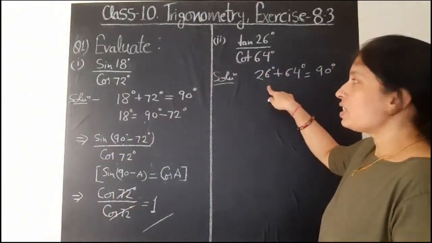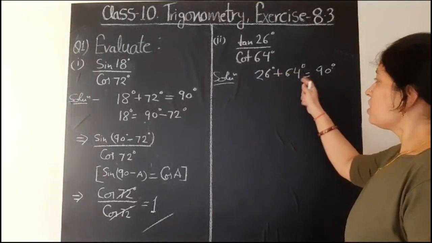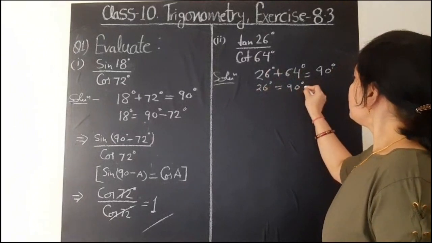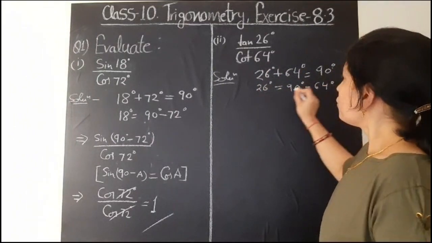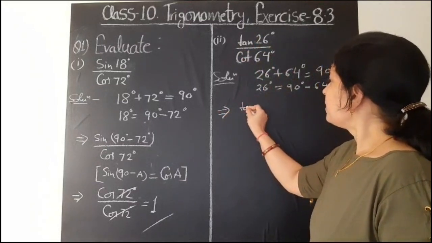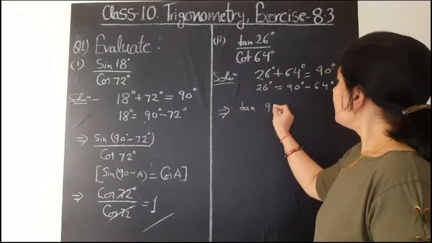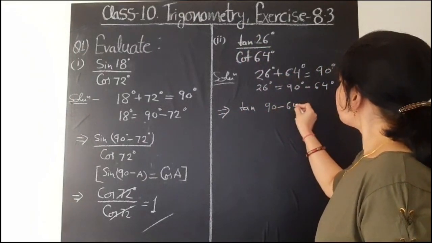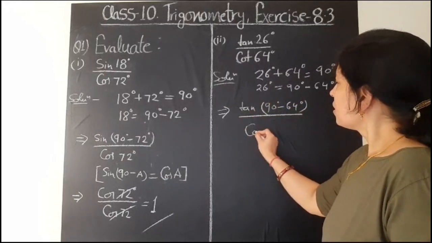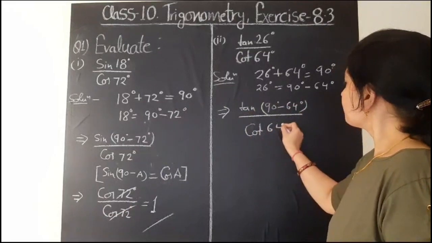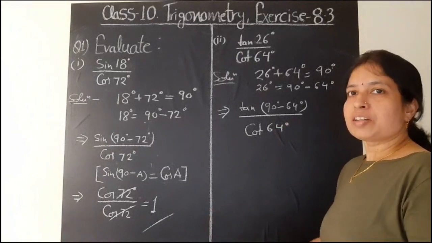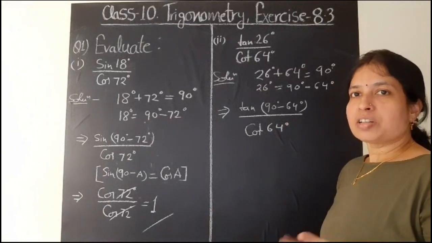So in place of 26 you can write 90 minus 64. So 26 degree is equal to 90 degree minus 64 degree. So write this value here. If you write here you will get tan 90 minus 64 degree, which is divided by cot 64 degree. What is formula for tan 90 minus a? Yes, tan 90 minus a is equal to cot a, cot 90 minus a is equal to tan a.